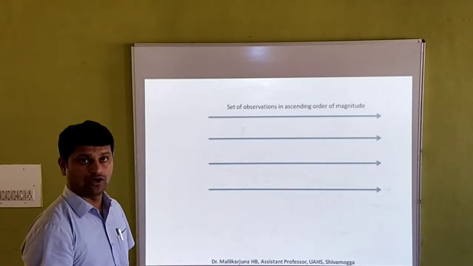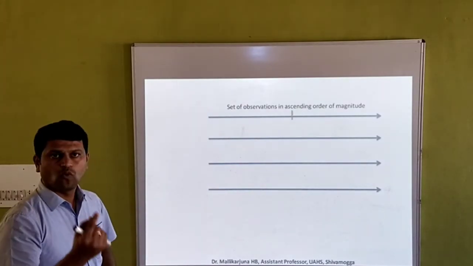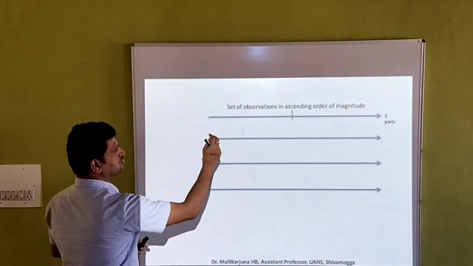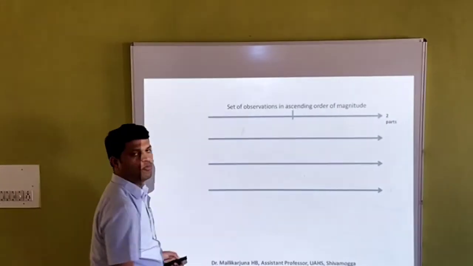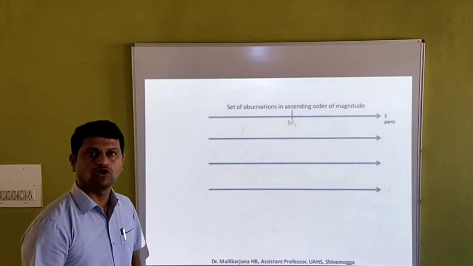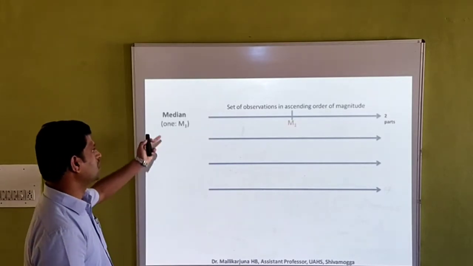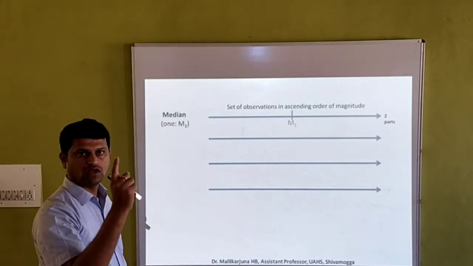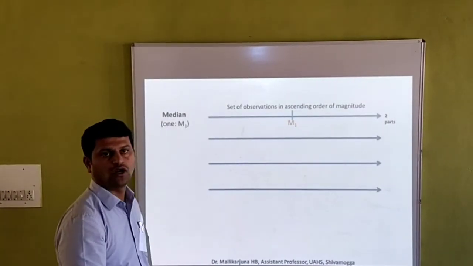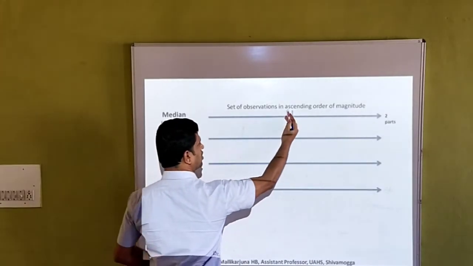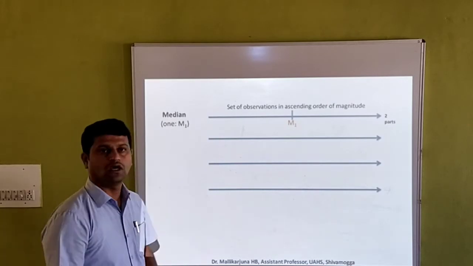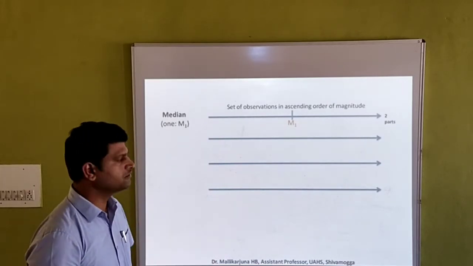They are in order. So using one value in the middle, I can divide this set of observations into 2 parts. That one value can be denoted by M1, which is called the median. Using this median, I can divide the whole series into 2 parts when the observations are arranged in the order of magnitude. I already explained the median in the last video.